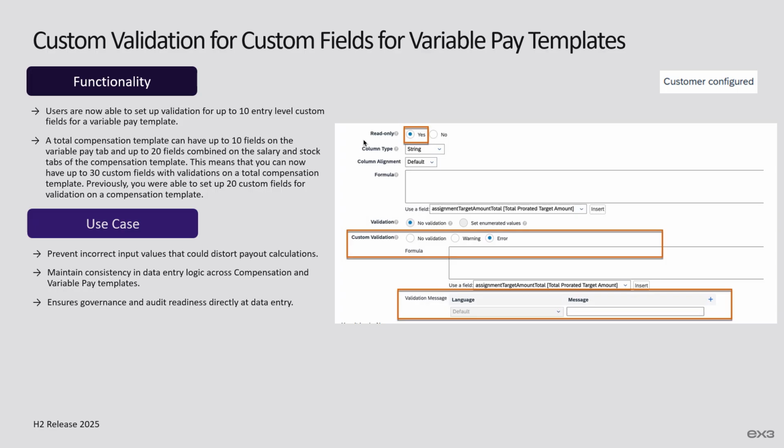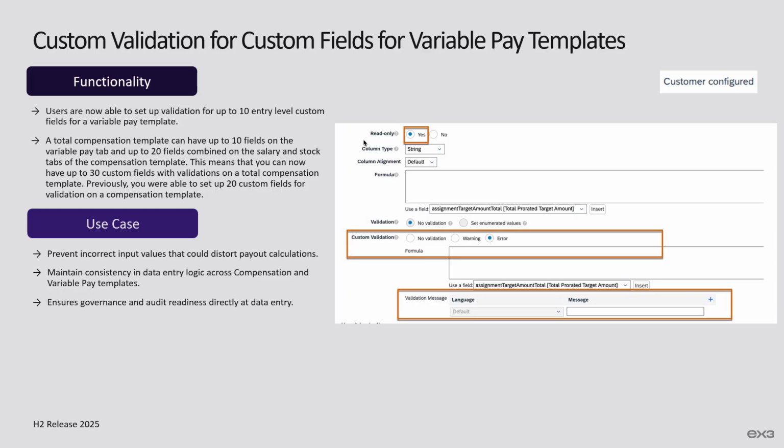Next up we have custom validation for custom fields for variable pay templates, which is an interesting one. Within this update release, users will now be able to set up validation for up to 10 entry-level custom fields for a variable pay template, which was previously not available. For example, if you need to have any validation on the percentage of the bonus payout, you can add that in the custom validation section here on the variable pay template.